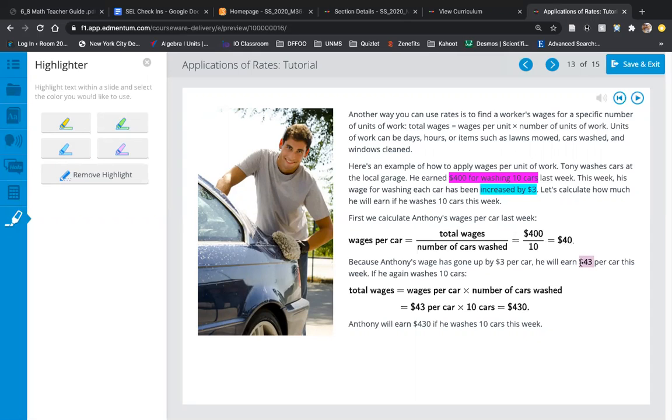So if he's making $43 per car, and he's washing the same 10 cars, he's walking away with $30 more. So in this case, the answer for that question actually ends up being $430.